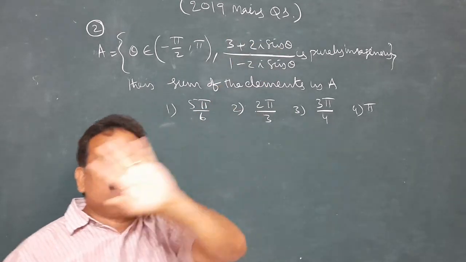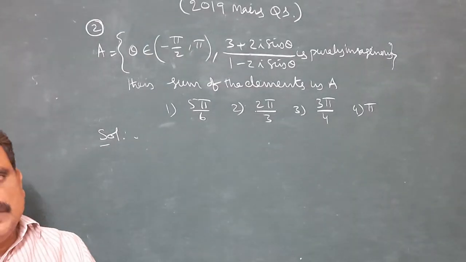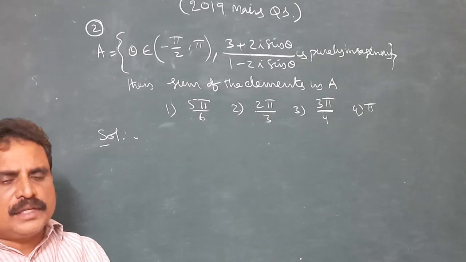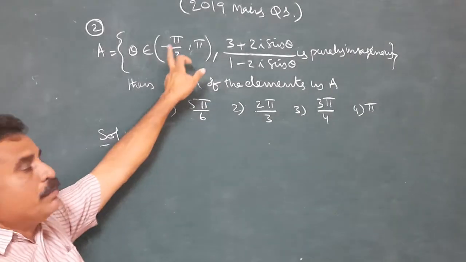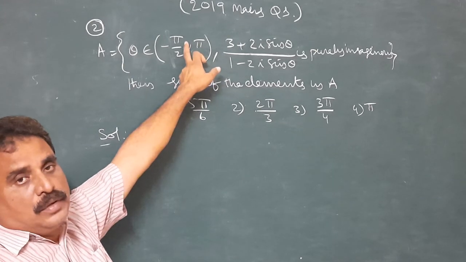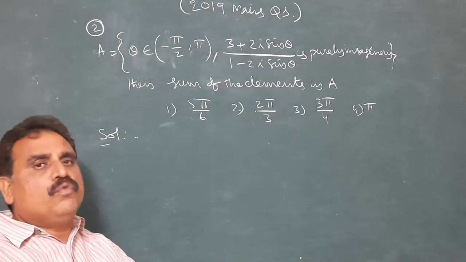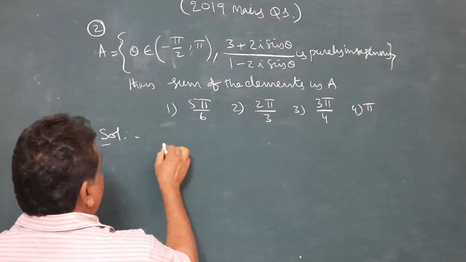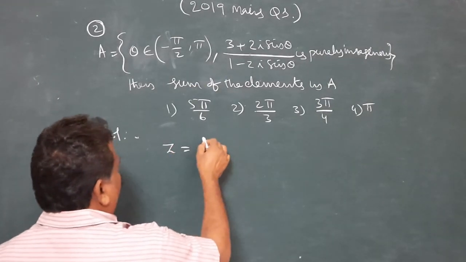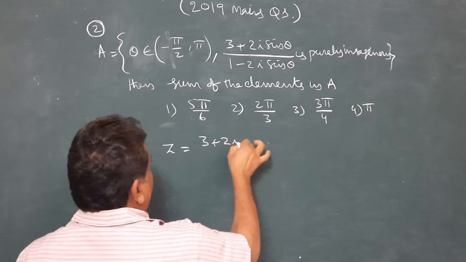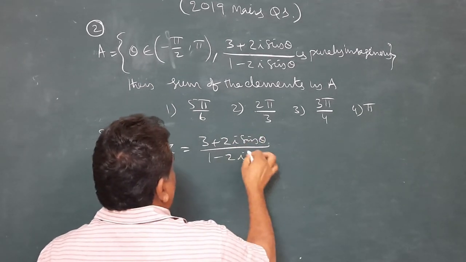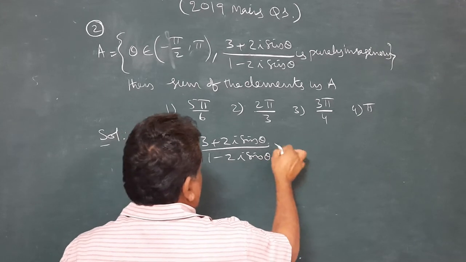We get a quadratic equation that has solutions. We have to take the solutions in this interval only, minus pi by 2 to pi. Those solutions' sum we want. Now, let z equal to the given complex number, (3 plus 2i sin theta) by (1 minus 2i sin theta). You have to rationalize first.